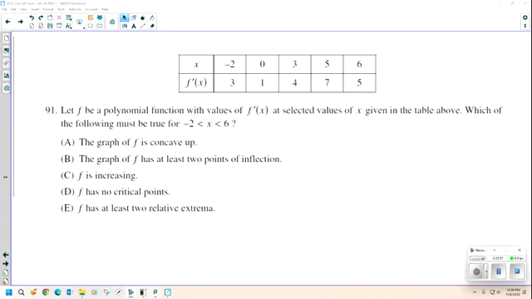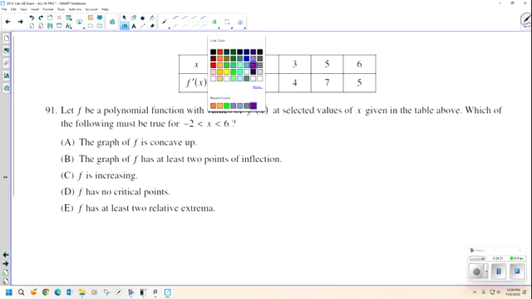Okay. The graph of f is concave up. The graph of f has at least 2 points of inflection. F is increasing. F has no critical points. F has at least 2 relative extrema. Now, obviously, it's talking about the second derivative. Okay, let's write this down before we start talking about each one.